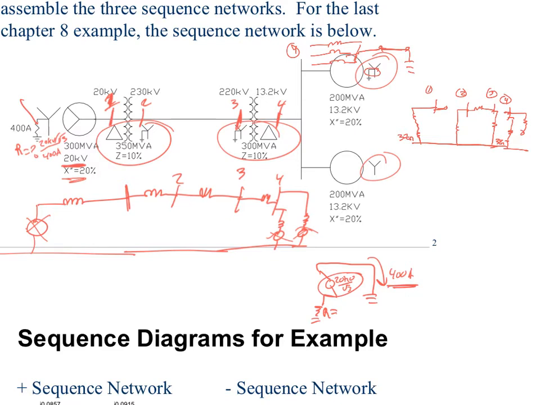How about this one? It's Y connected. Is there a path to ground? There is not. It is hanging open. So that does not provide a ground reference. It's not going to allow zero sequence current to flow.